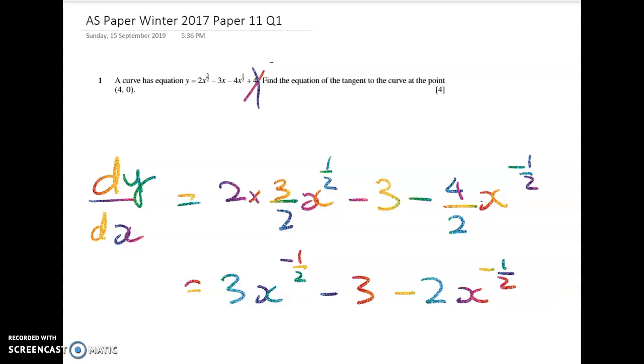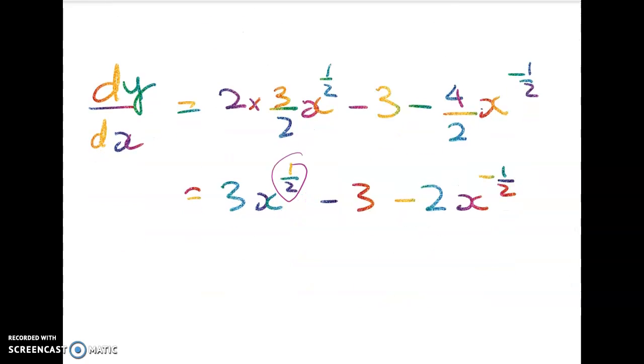to the negative 1/2. Right, this is wrong. This should say to the power of 1/2, right? So always check what you've done. Let's just quickly have a wee look here. This was x to the power of 3 over 2, so I've got x to the power of 1/2 down here. This was x, so I've got a constant, and this should now be x to the negative 1/2 with some coefficient. So that's looking good.